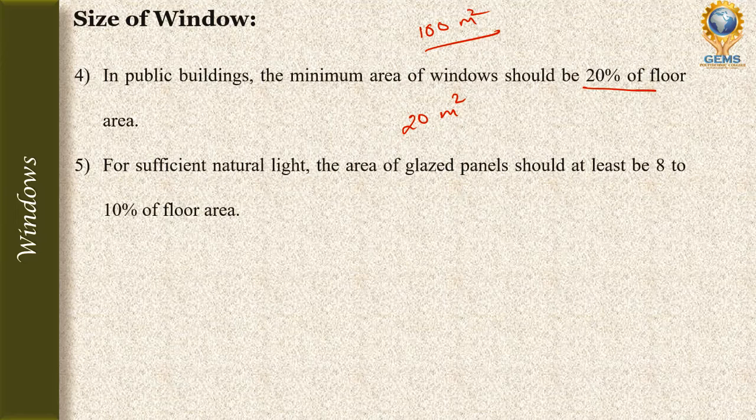If you want natural sunlight to enter your room in the daytime, instead of using any bulb or tube light, then the area of glazing, meaning glass panels, should be at least 8 to 10 percent of the floor area, for a sufficient amount of natural light to enter your room. So by these conditions we will decide the size of the window.